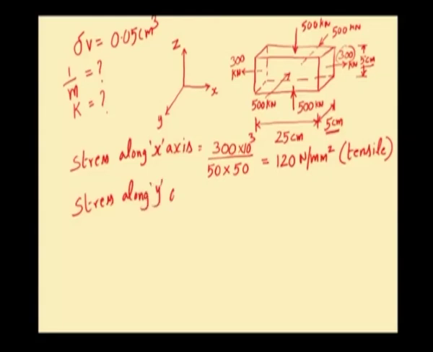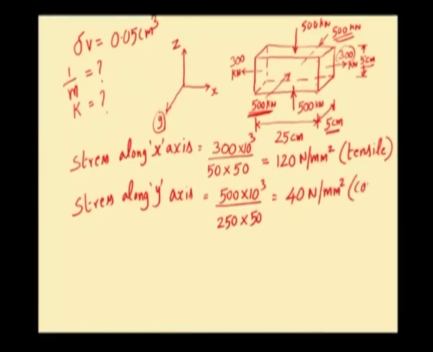Now, we shall calculate the stress along y axis. So, this is the direction of y axis. Along y axis, we have compressive force of 500 kilonewton. So, stress along y axis will be force by area. Force is 500 into 10 power 3 divided by area. Area perpendicular to this 500 kilonewton force is length of the bar 25 centimeter cross the thickness. So, length 25 centimeter is 250 mm cross the thickness 50 mm. So, the value will be 40 Newton per millimeter square, but this is compressive stress.